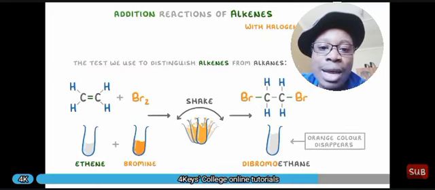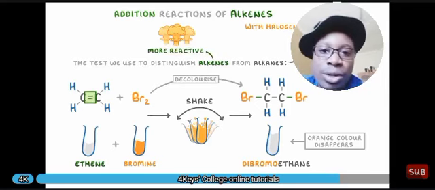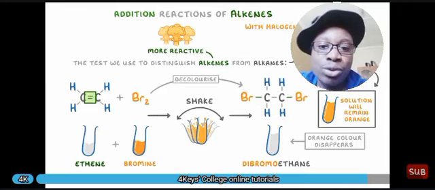So this forms the basis for the test of alkenes. You should know that alkenes will decolorize bromine water, whereas alkanes cannot do that. So you can use this test to distinguish between alkanes and alkenes. You know that alkenes will decolorize your bromine, whilst alkanes are not able to do that.